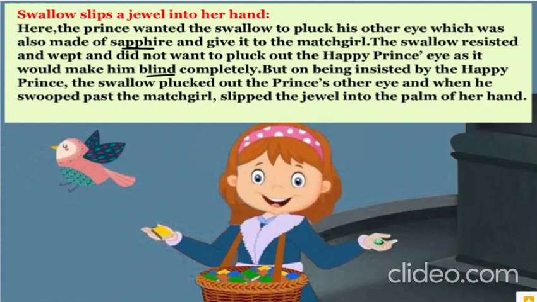I have seen too much when I was alive, so it's okay. You take out the other sapphire also and give it to the magical. So the bird flew, gave the second sapphire also in her palm, and the magical was very happy. Now, what happens at the end?